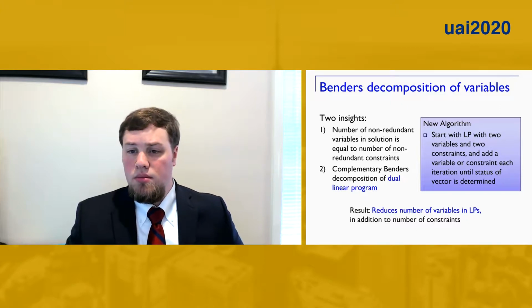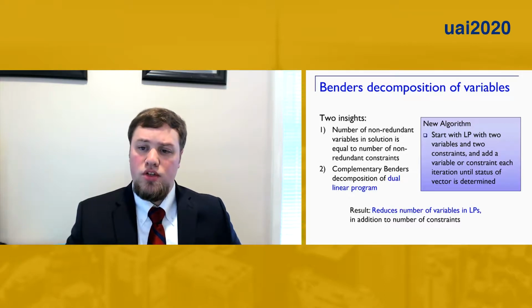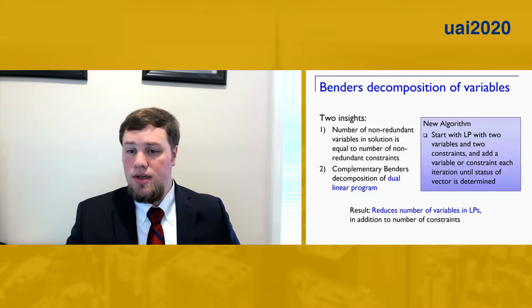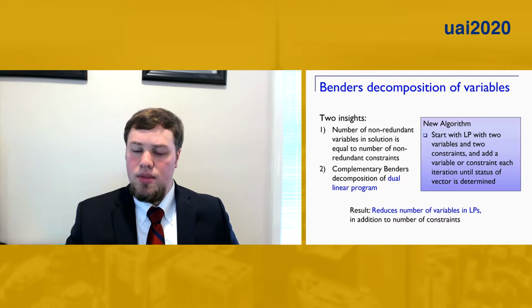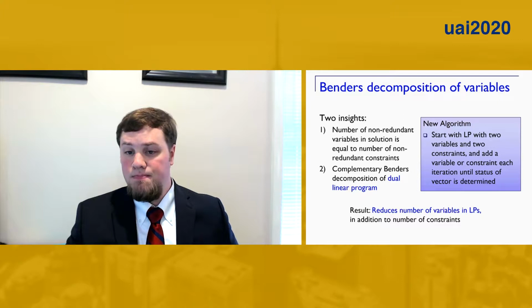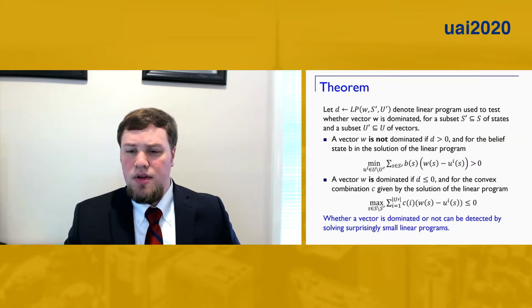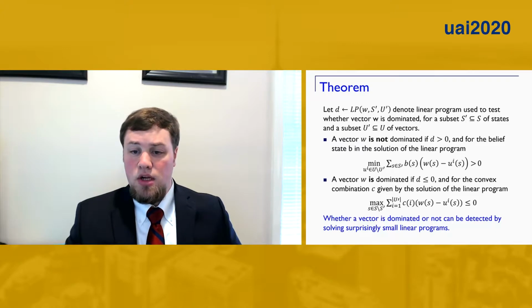The resulting new algorithm starts with a linear program with only two variables and constraints, and adds a variable or constraint each iteration until the vector in question is determined to be dominated or not dominated. The result is that the linear programs have a greatly reduced number of variables in addition to a reduced number of constraints. As a foundation for our algorithm, we detail and prove the following theorem in our paper. Rather than explain it now, though, we simply note its existence here to further solidify the point that we can detect whether or not a vector is dominated by solving surprisingly small linear programs.